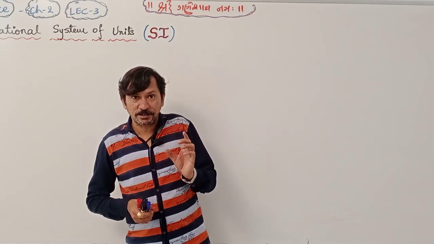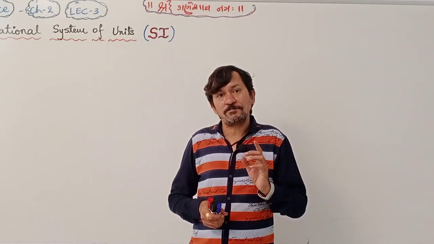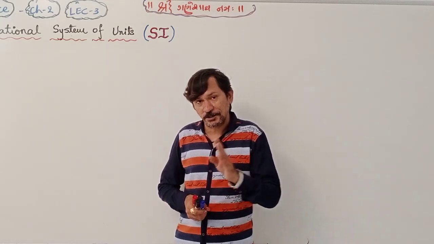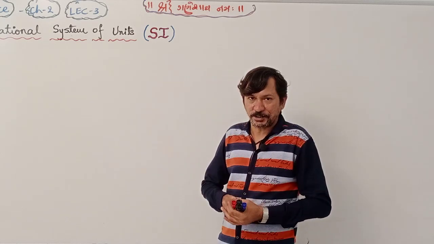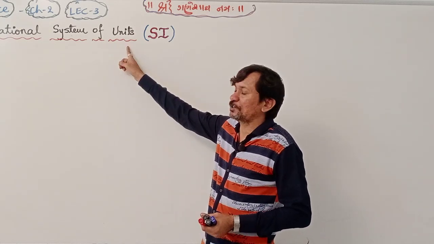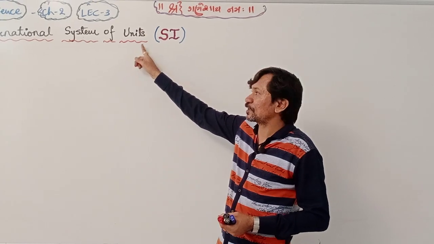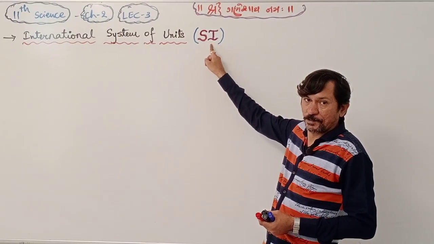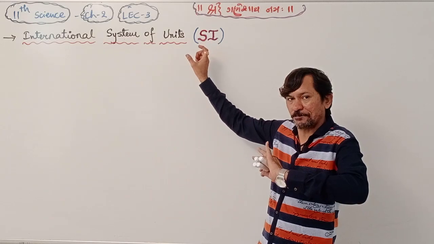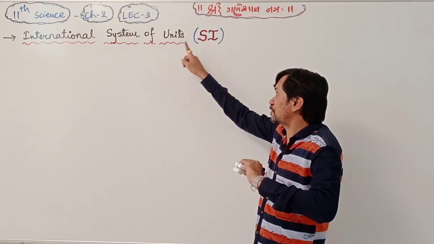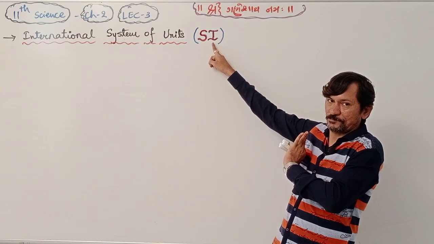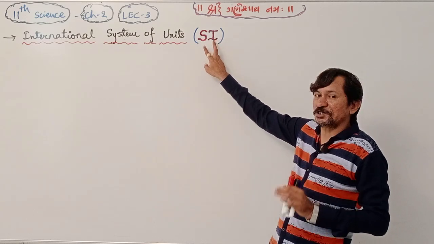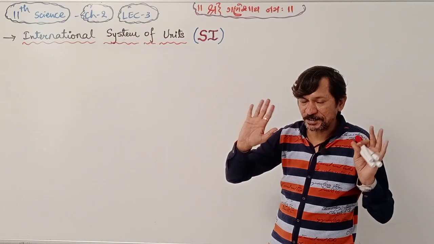Its French name is Système International d'Unités, but we converted it into English as International System of Units. So the short form SI comes from the French name and not the English name. We will call it SI, simply SI.